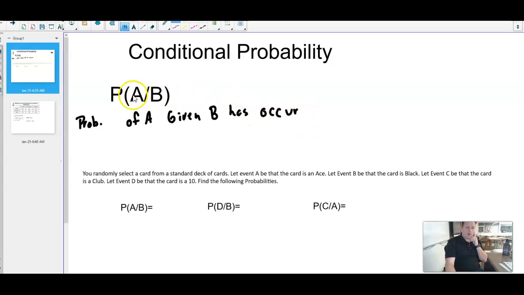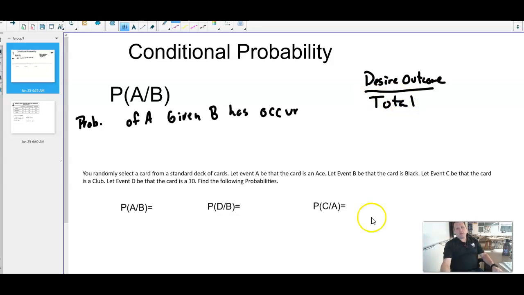Event A is what we want to know the probability of, but we already know something has happened. So what it's really going to do is take our sample space and make it smaller, because we can get rid of some things since we already know an event has occurred. Remember, our probability is always our desired outcome, or what we're interested in, over the total possible outcomes. And this is going to be after the given part.